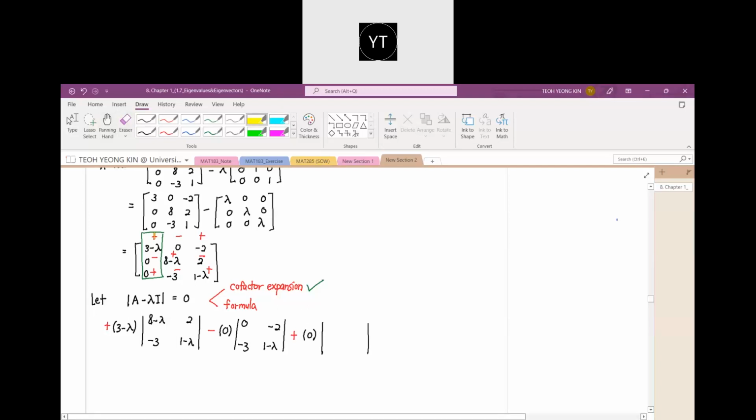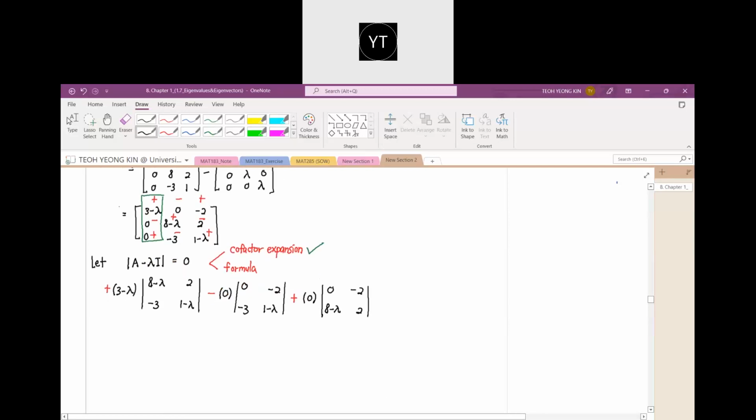So now is close the first column and the third row. So what we have here is 0, negative 2, 8 minus lambda, and positive 2. So here we should have 0, negative 2, 8 minus lambda, and positive 2. And this is equals to 0. So this part, we will get 0. We just concentrate on the first part of this one.